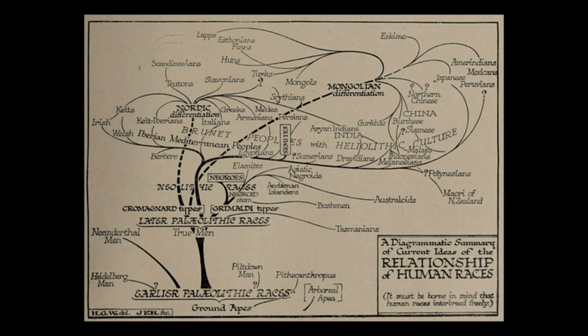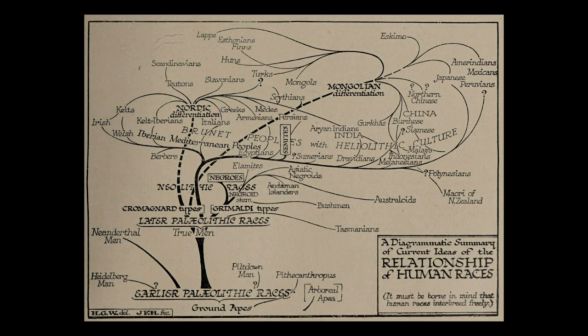Neanderthal man, true men, later Paleolithic races, Cro-Magnon types, Grimaldi types. The tree branches off into Neolithic races, Negroid, Andaman Islanders, Bushmen, Tasmanians, Australoids. Further up the tree, Iberian Mediterranean peoples, such as Berbers, Egyptians, Elamites, Sumerians, Dravidians, Melanesians, Indonesians, Polynesians, people with Paleolithic culture, India, China, Burmese.